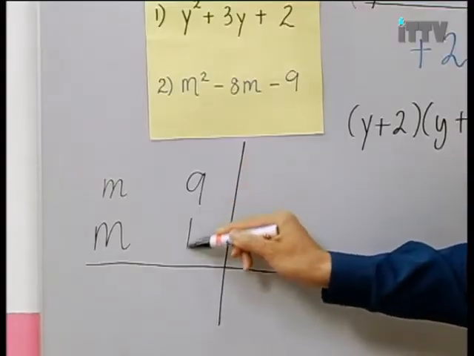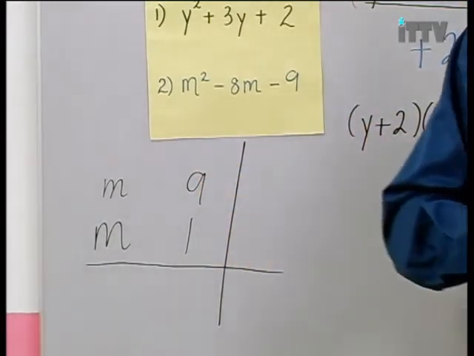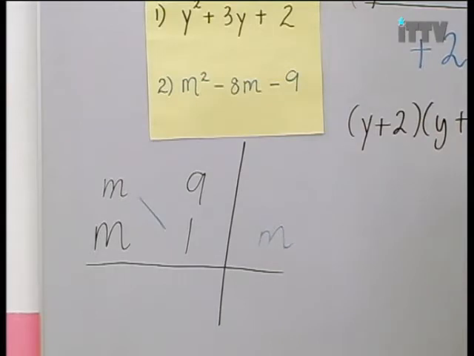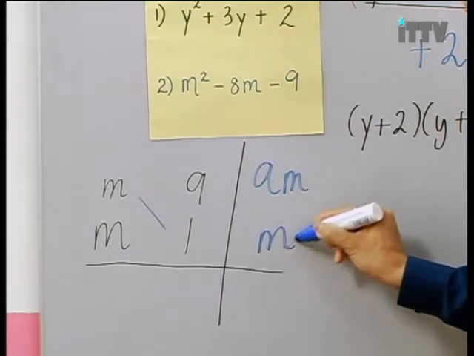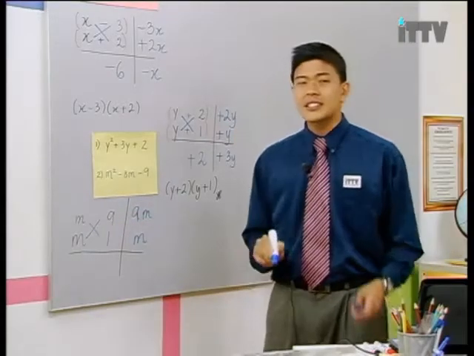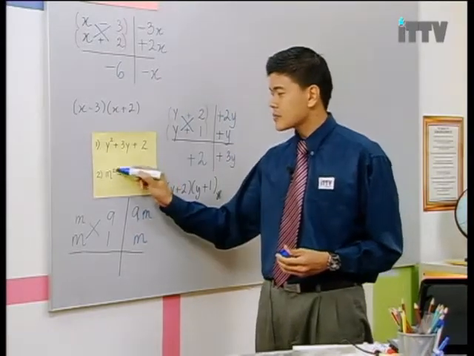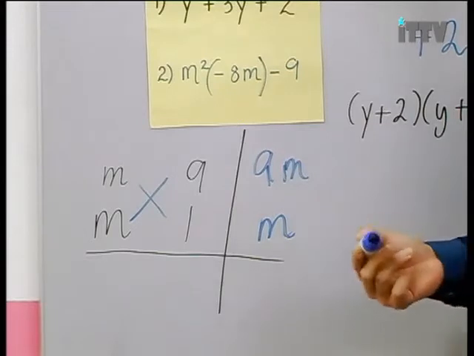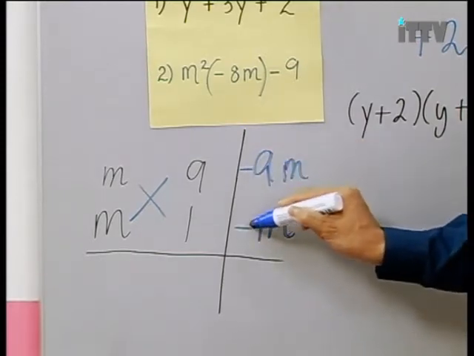So the correct combination is 9 times 1. Why? Because if we cross both of the pairs now, m times 1 gives you 1m. M times 9 gives you 9m. Now put the signs. The signs will determine the expressions. How are we going to obtain negative 8m from 9m and m? You must choose the right sign. In order to get a negative 8m, negative must be put here and positive must be put here.